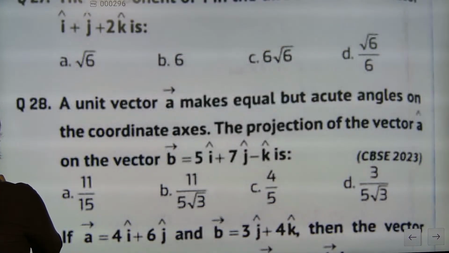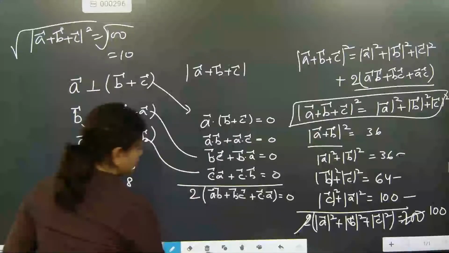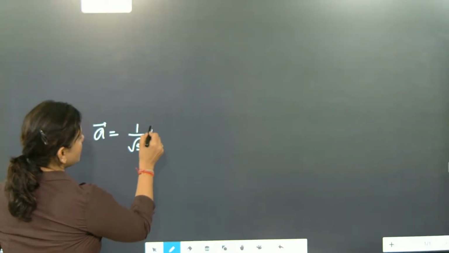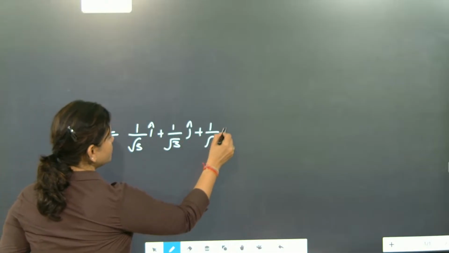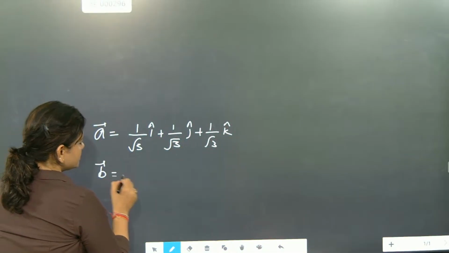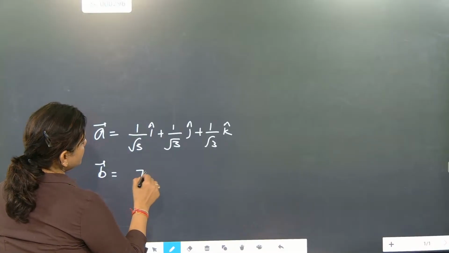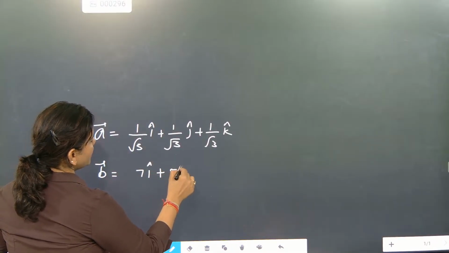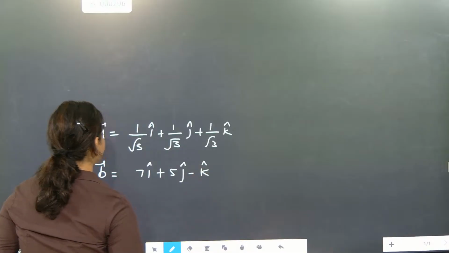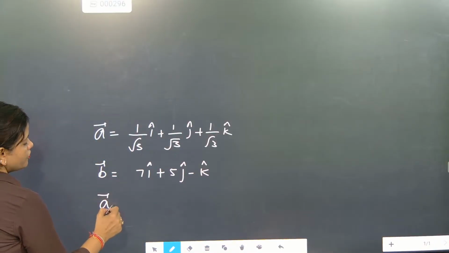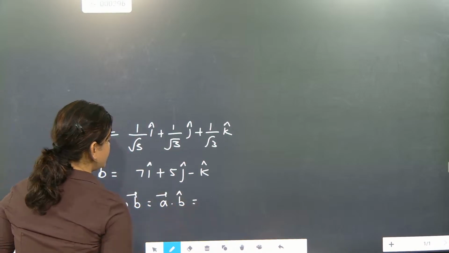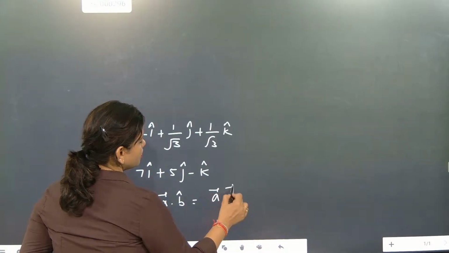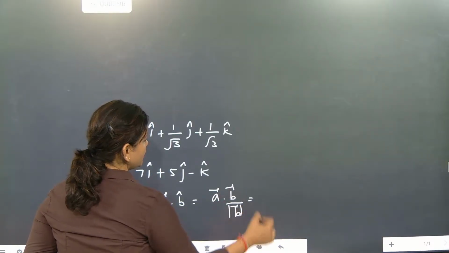I am solving it: 5, 7, minus 1. Now look here, how you are going to solve. Here the a vector will be 1 by root 3 i plus 1 by root 3 j plus 1 by root 3 k. The b vector is given as 7i plus 5j minus k. I think this was the question. So now, the projection of A on B vector is A vector dot B vector divided by the magnitude of B vector. Like this we can do.